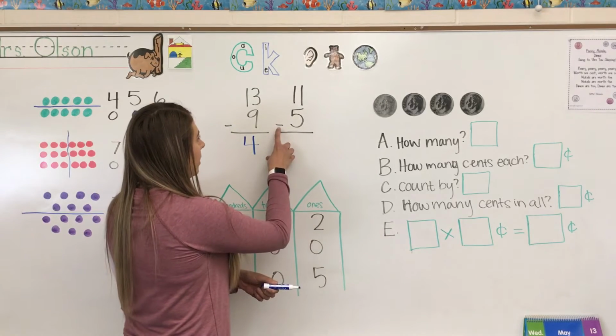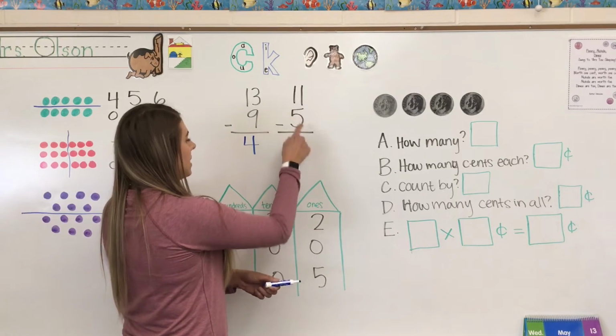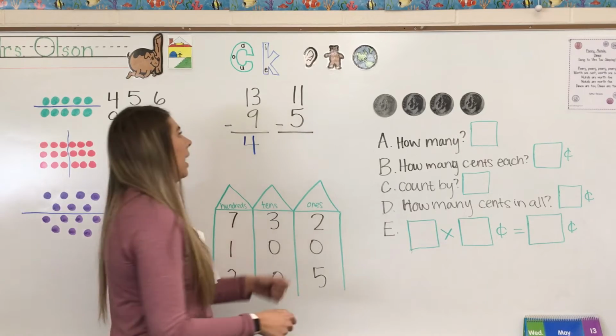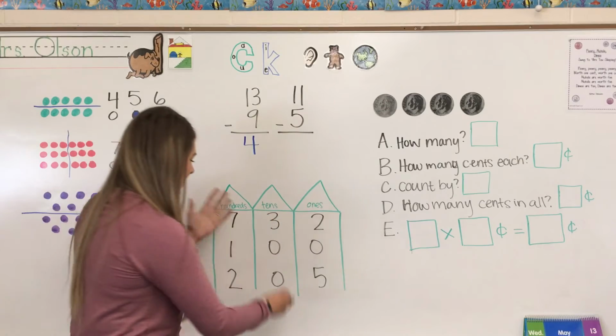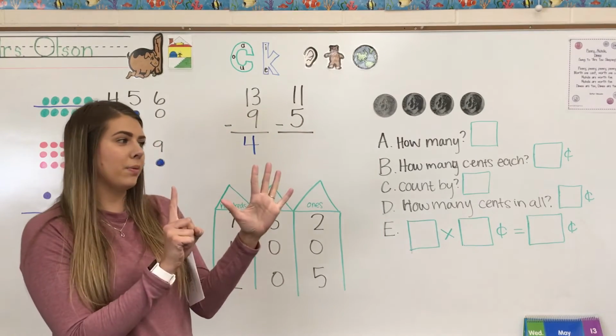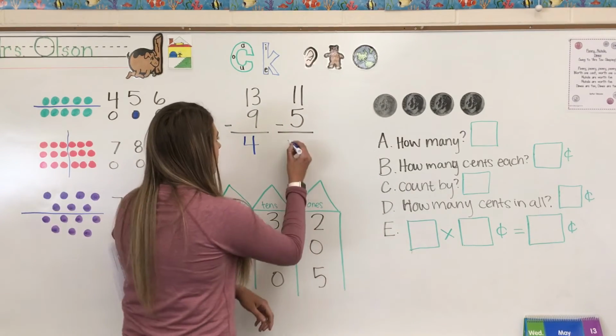And so here, we have 11 minus 5. Well, let's count up. We have 5, we have 6, 7, 8, 9, 10, 11, so we have 6. So 6 is the difference between these two.